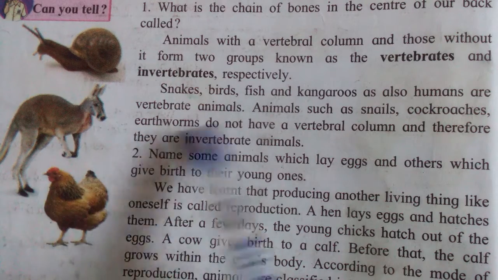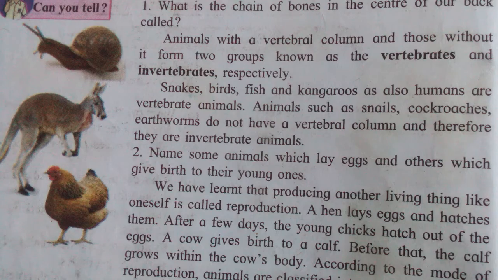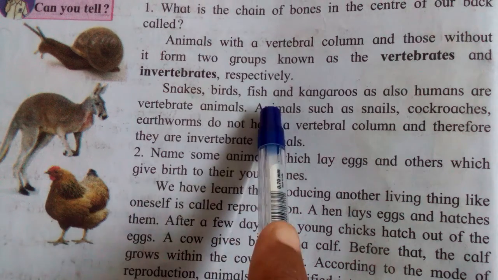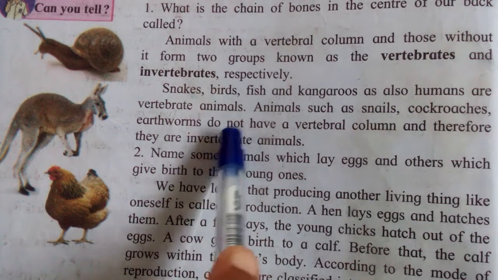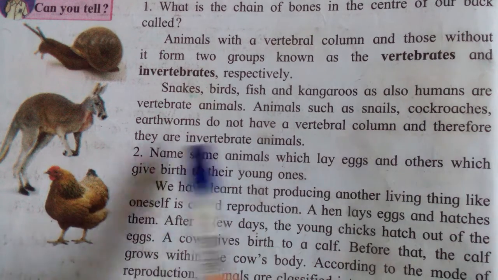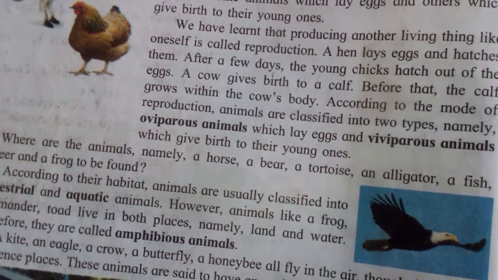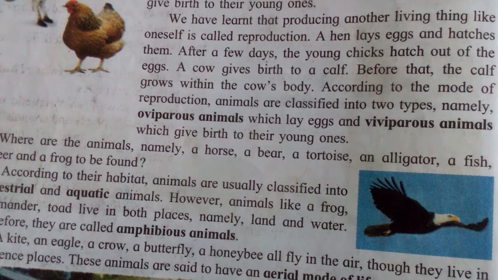See, the snakes are there, fish are there. Sorry, snakes, birds, fish, kangaroos, and also humans are vertebrate animals. And which ones? The snails, cockroach, earthworms are there, they do not have the vertebra. That's why they are said to be invertebrate animals.